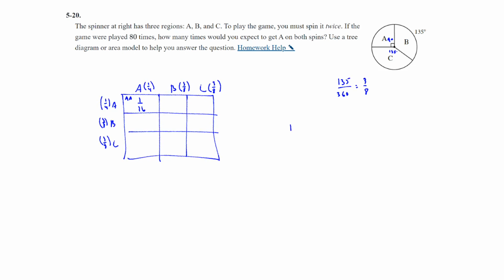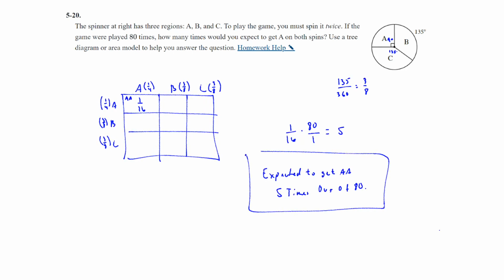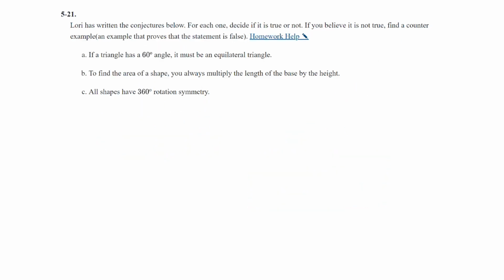And so since my probability is 1 out of 16, then I can just multiply by however many times I want to spin, which in this case is 80, and then when you multiply, you get 5. So I'd be expected to win, or I keep saying win, but I'd be expected to get A on both spins 5 times out of 80, with my probability being 1/16. So make sure you do answer the question there and you show your work.